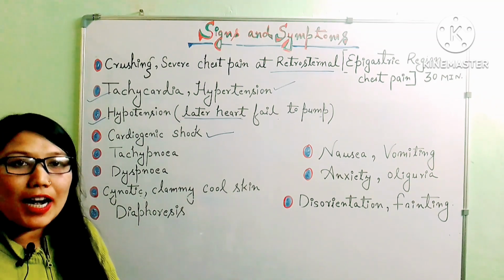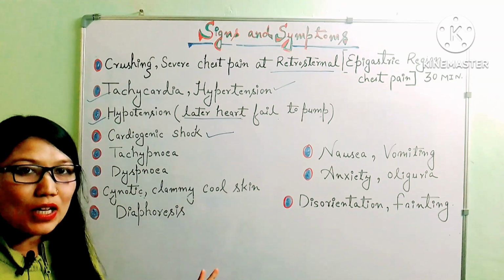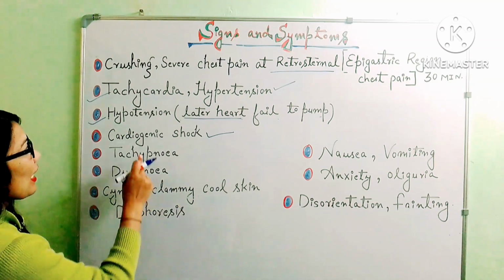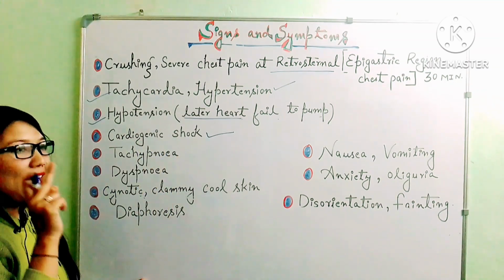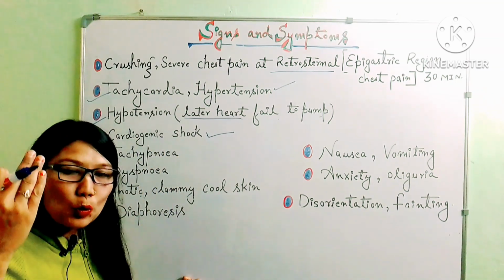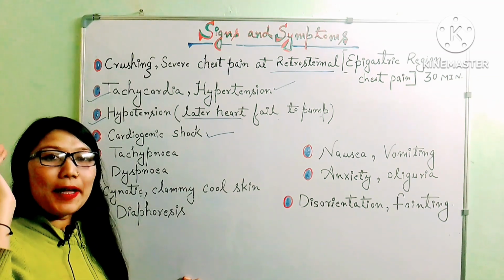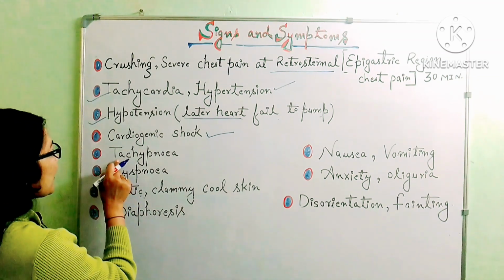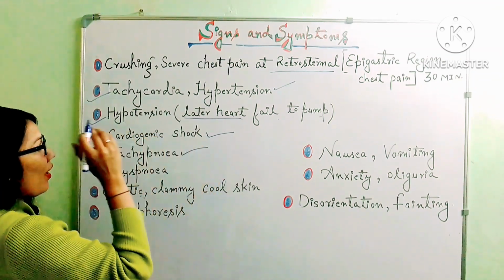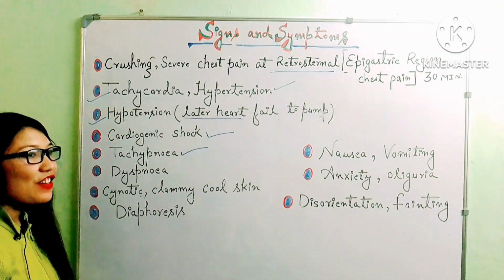Now the heart can't pump out the blood into the whole circulation, so there will be cardiogenic shock. The blood will not be able to reach the vital organs like our digestive system and the brain. Next, there will be tachypnea, excessive breathing.